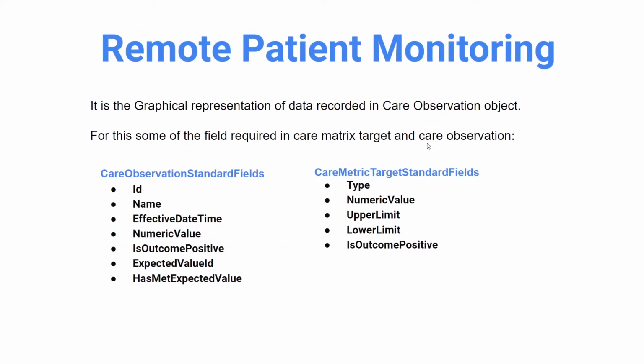So the next thing is remote patient monitoring. It's a graphical representation, as we all know. For this, we need some specific fields to use this functionality. In care observation, there are multiple required fields like ID, name, effective date and time, numeric value, outcome positive, and expected value ID has mean expected value.